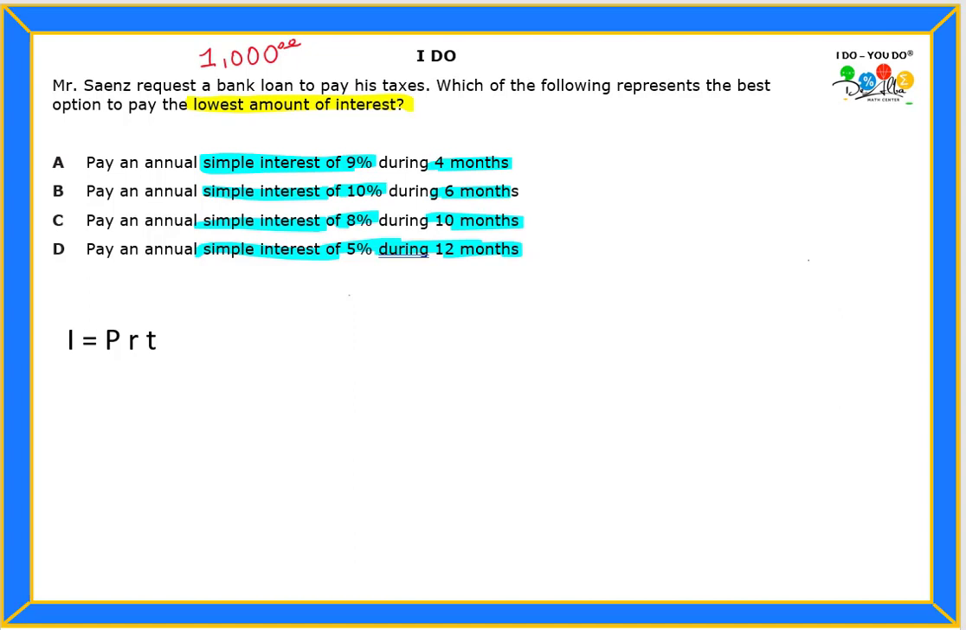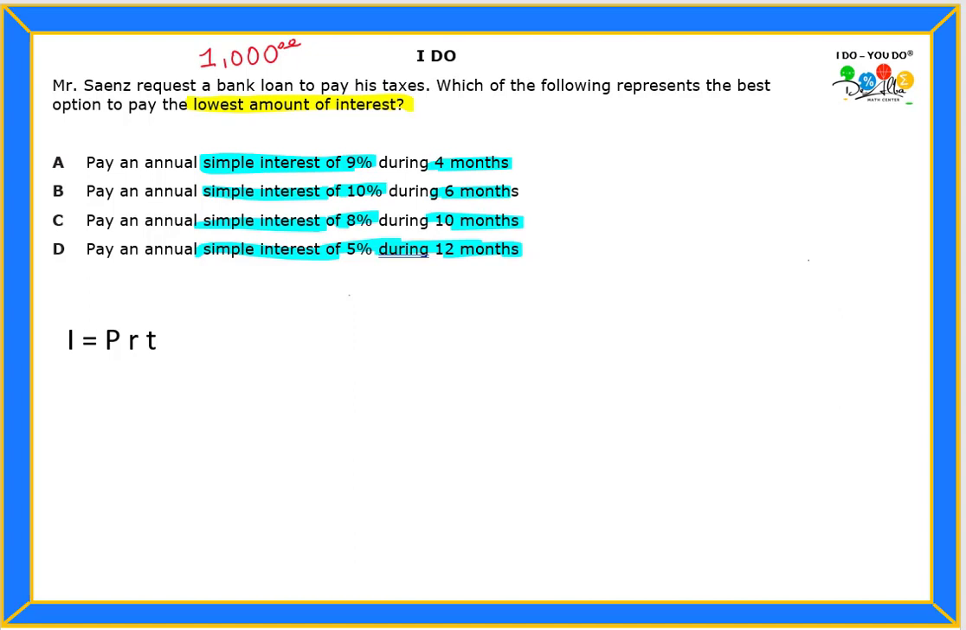Because if you're thinking, for example, Miss, I was thinking about letter D because it's the one that is only 5%, right? Well, 5% doesn't necessarily mean that it's the best choice because look for how many months that was happening. 12 months, a whole year, right? So there's a lot of factors that we need to consider. That's why I don't want to go with just looking at the percentages, okay? So we're going to work it out and it should not take us that much time.